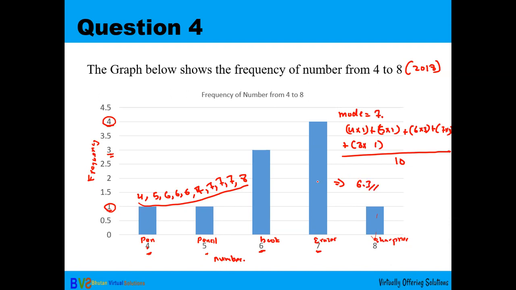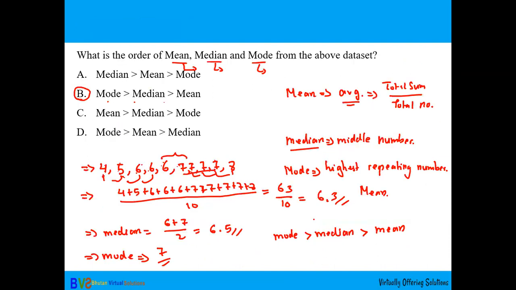Then what about the median? For the median you have to write out these numbers and solve it. All right, you can directly find it from here. It is 7.